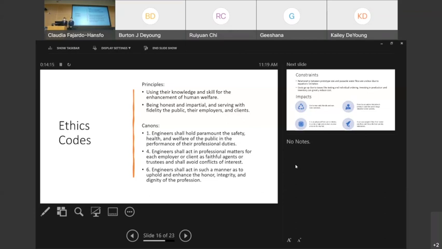Looking at canon 1, engineers shall hold paramount the safety, health, and welfare of the public in the performance of their professional duties. And canon 4, engineers shall act in professional matters for each employer or client as faithful agents or trustees and shall avoid conflict of interest. And lastly, canon 6, engineers shall act in such manner as to uphold and enhance the honor, integrity, and dignity of the profession. Let's look at the constraints.